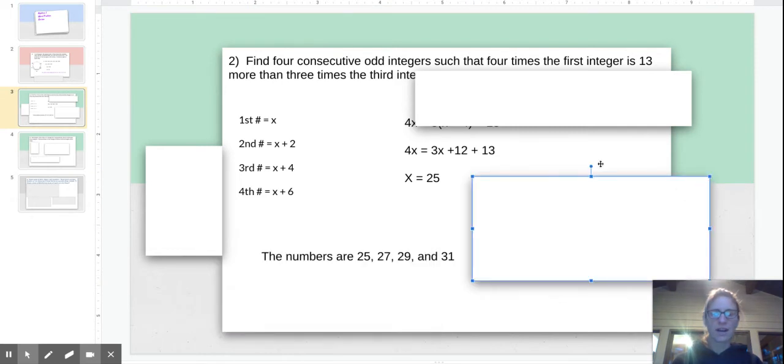And then my final answer is, if x is 25, go back here. The first number is 25. The second is 2 more than x. So 27, 29, 31.